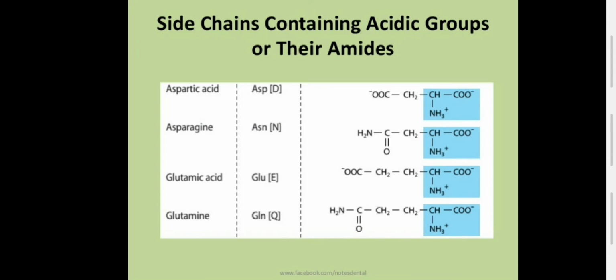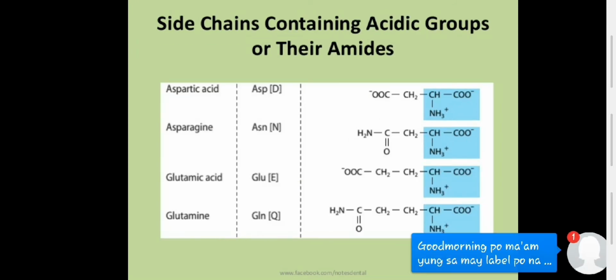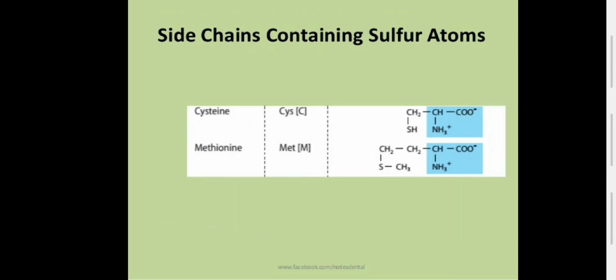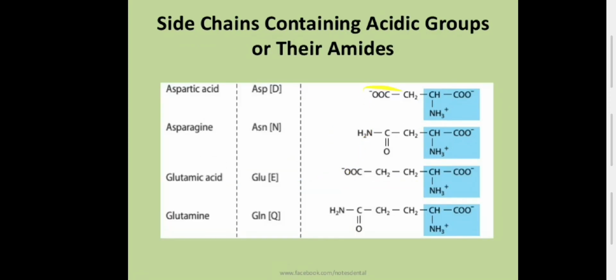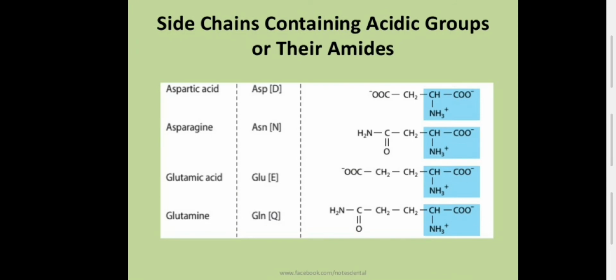Next to the sulfur atom, another classification of the 20 amino acids is the side chain containing an acidic group or their amides. So, as you can see, where the sulfur side chain has an SH or SCH3, in the acidic group or in the amides you can see the constant formula of the acidic group. So this is the constant formula of the acidic group.